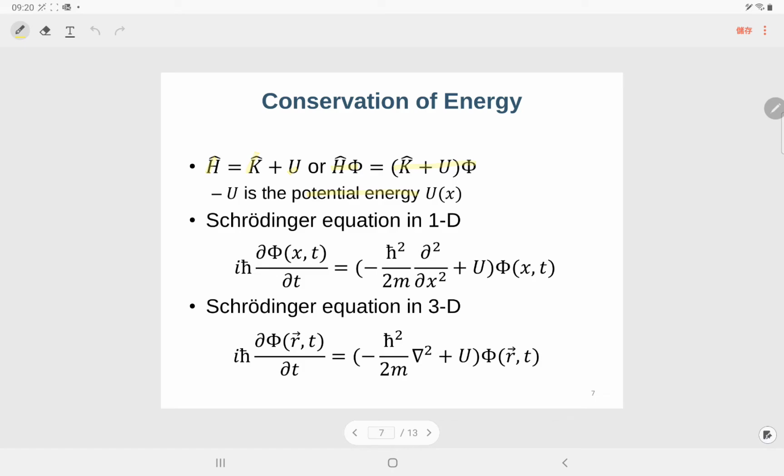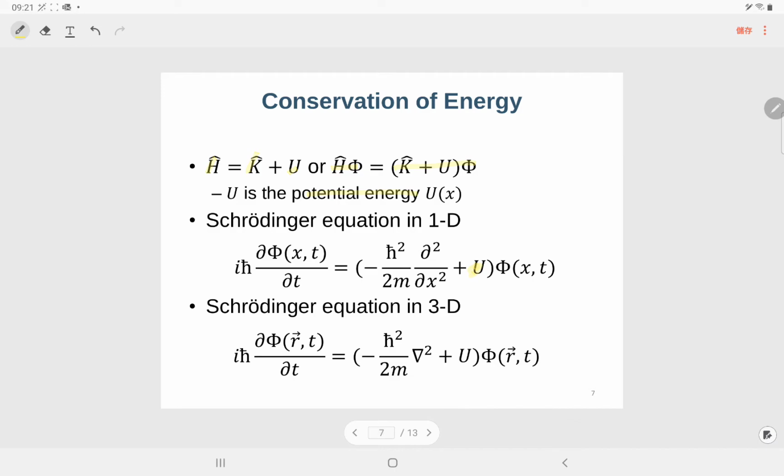And then U depends on the environment. It's just like when we talk about the tunneling effect, we may have a potential tunneling effect. Maybe we have a wall in between. Maybe it's just a free variable or free function. So we just put U there.